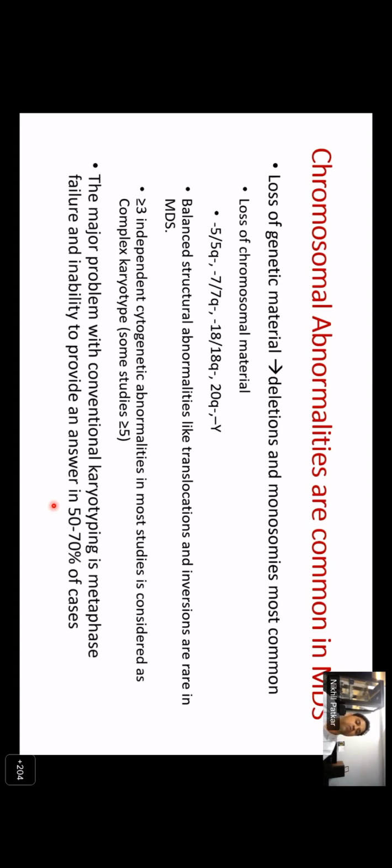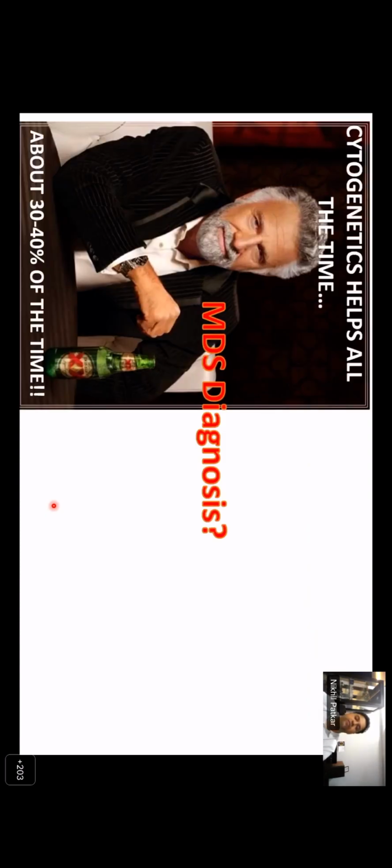When you have 3 or more independent cytogenetic abnormalities, this is considered a complex karyotype, and universally this is a poor prognostic sign. The major problem with conventional karyotyping is that metaphases fail, and in MDS cytogenetics can only provide an answer in a limited number of cases. So for MDS diagnosis, cytogenetics helps only about 30 to 40% of the time.